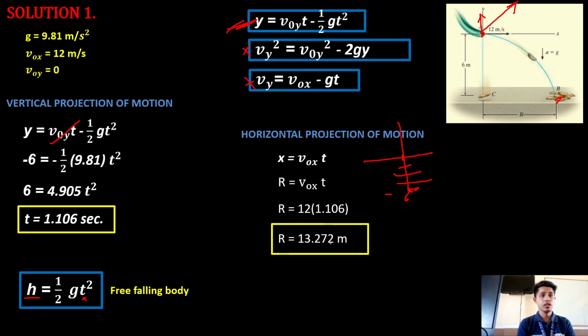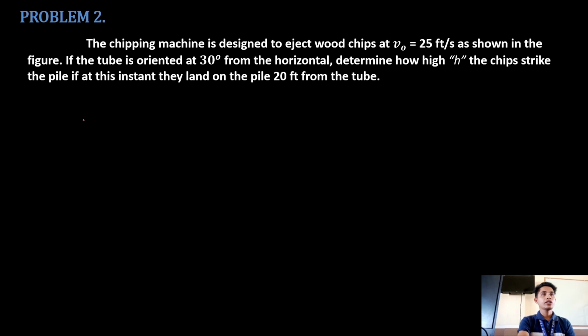Ganun lang sa projectile. So, try pa tayo ng isang problem. The chipping machine is designed to eject wood chips at the initial velocity of 25 feet per second. Since naka-English unit tayo, as shown in the figure, if the tube is oriented 30 degrees from the horizontal, determine how high, or yung h, the chips strike the pile if at this instant they land on the pile 20 feet from the tube.